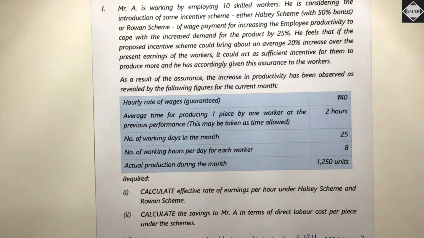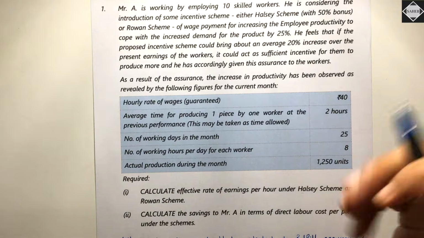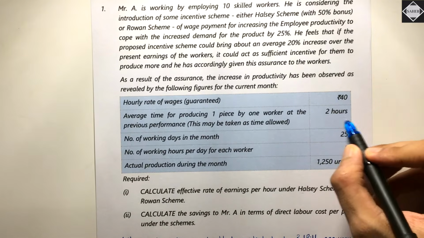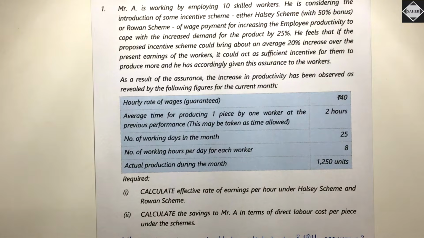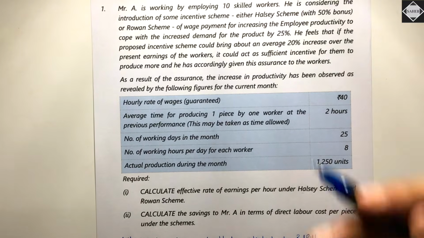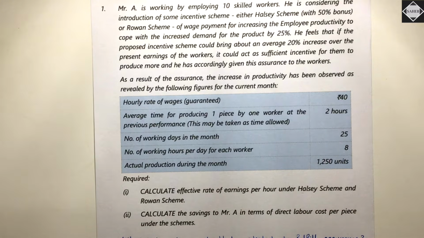To make one piece, how much labor cost do we have to incur? 80 rupees, because 2 hours are required. So 40 into 2, that's 80 rupees. That's the current labor cost per piece. Is it clear? Direct labor cost per piece.